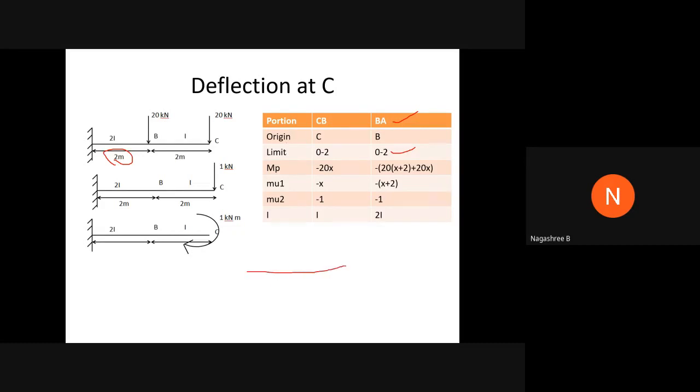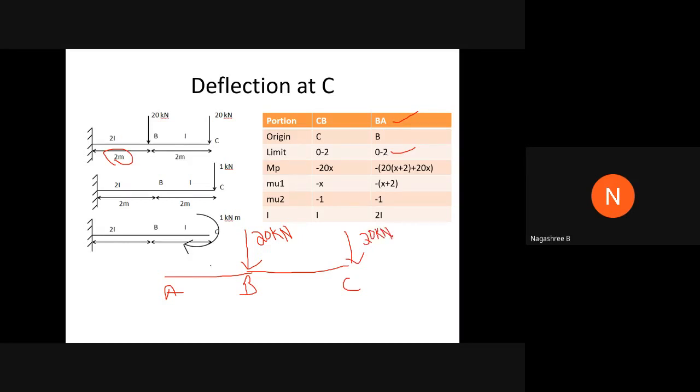So you just take the section here. This is B, this is C, and this is A. I have a load of 20 kilonewton at point B, and I also have a load of 20 kilonewton at point C.